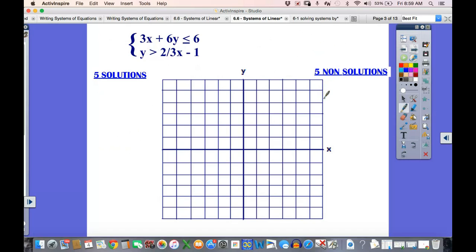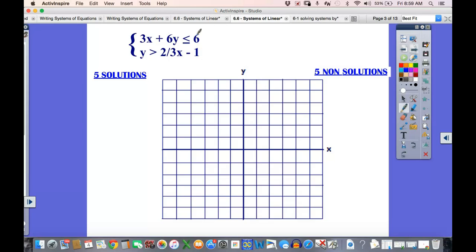All right, so now we're going to graph the inequalities. The system of linear inequalities that we're given is 3x plus 6y is less than or equal to 6, and y is greater than 2/3 x minus 1. So this is in standard form. Unless you know how to graph in standard form, use slope-intercept form. I'm going to use slope-intercept form because that's the method you're going to use anyway.